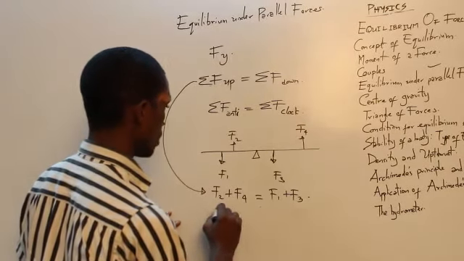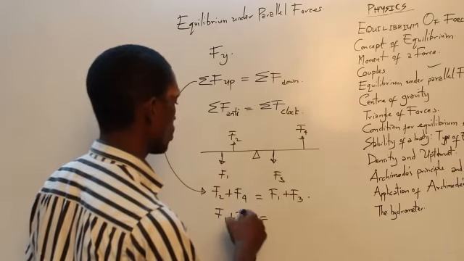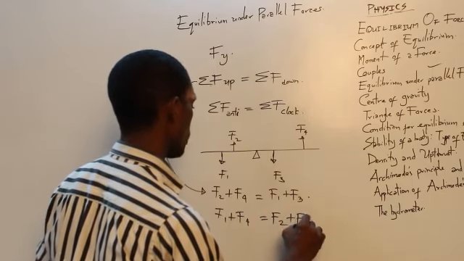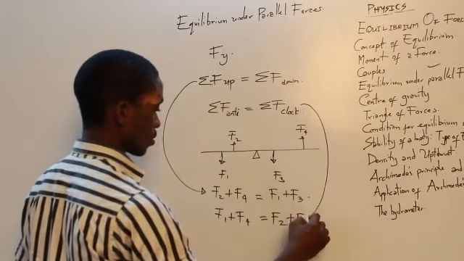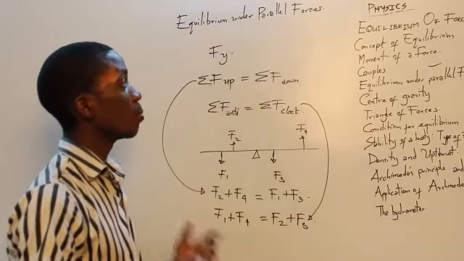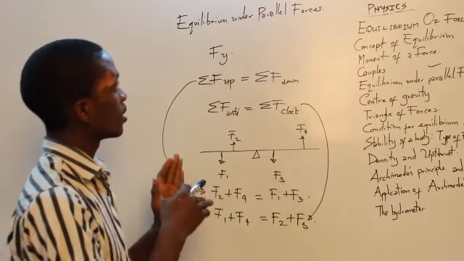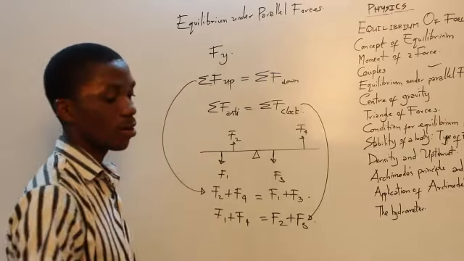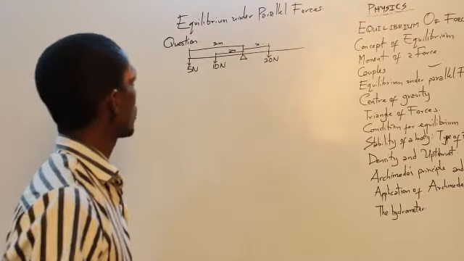So F1 plus F4 should also give us F2 plus F3. Both of these conditions must be met for there to be a balance, for there to be an equilibrium under parallel forces. Alright, let's try out this question.